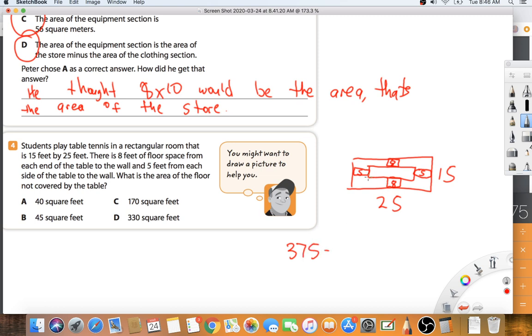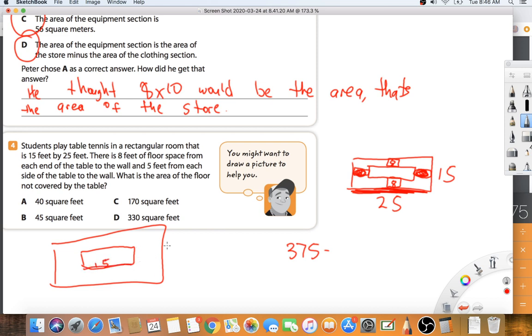Now we need to subtract the area of this right here. And this is how we find out. Now, if this whole thing is 25, we have to take away 5 and 5 again. So we need to take away 10, and we get 15. We'll do this over here. So when I take away 5 and 5 from 25, 5, 5, 10, 25 minus 10 is 15. That means that this one will be 15 for the base right here.